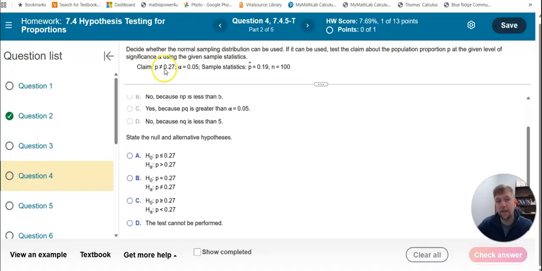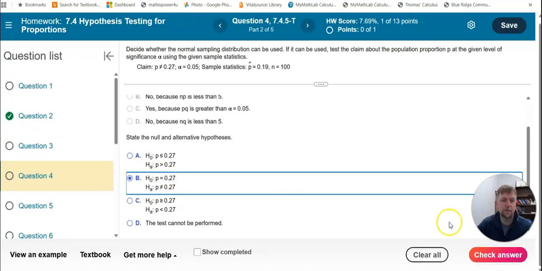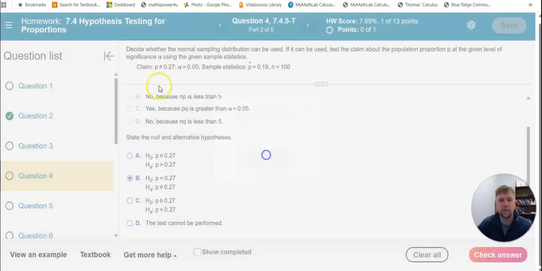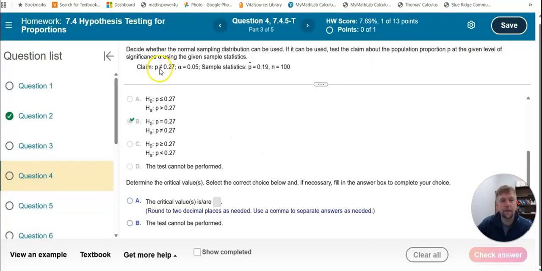This is the claim. The claim is not equal to, so that's the alternate hypothesis. That makes the null hypothesis equal to. So that's going to be choice B, not equal to, equal to. They're always opposites, and the alternate has to have strict inequality. So not equal to is the inequality here, and that means equality in the null.